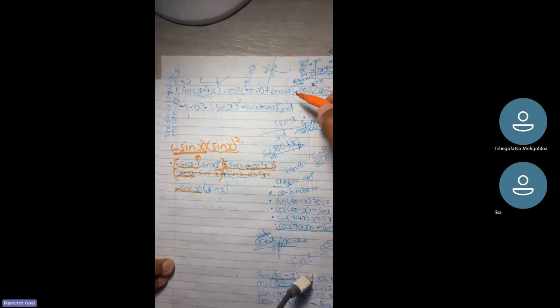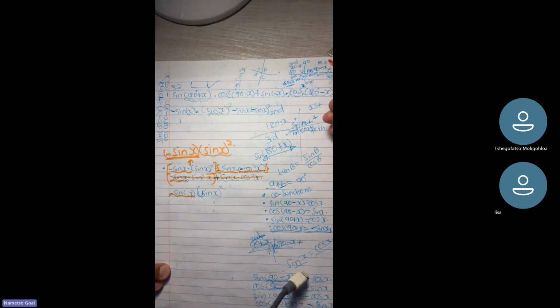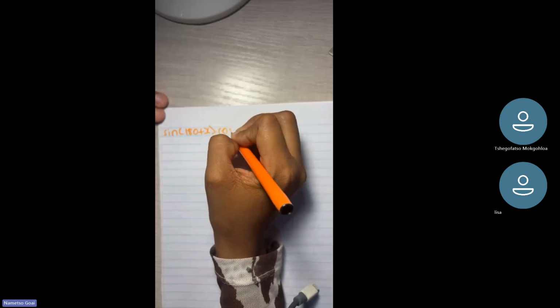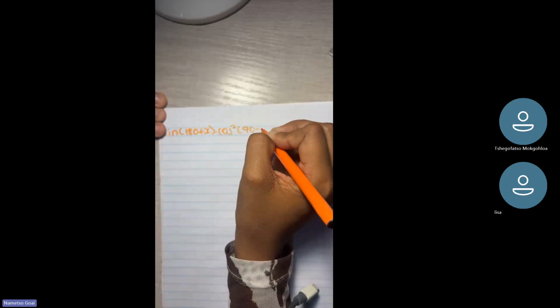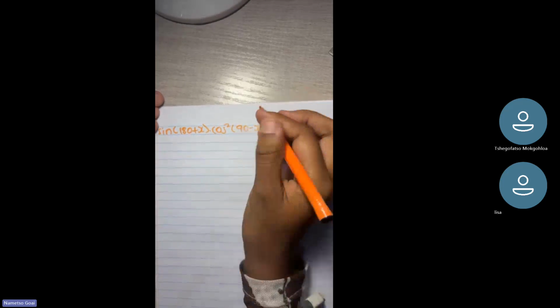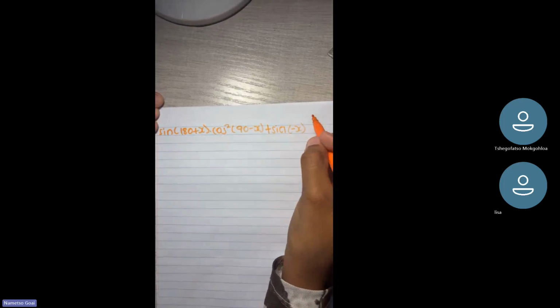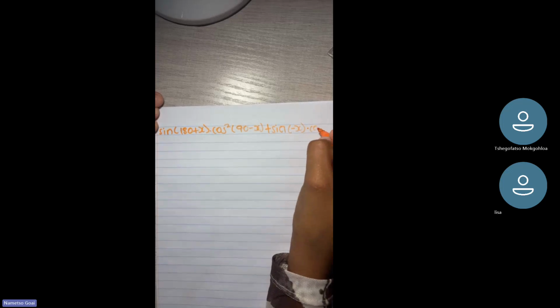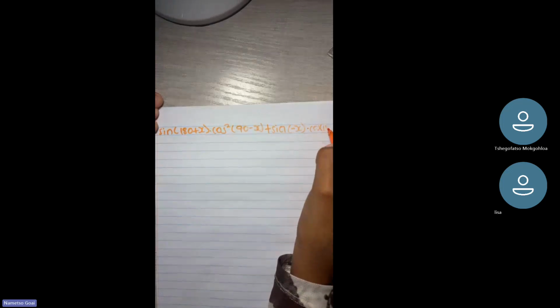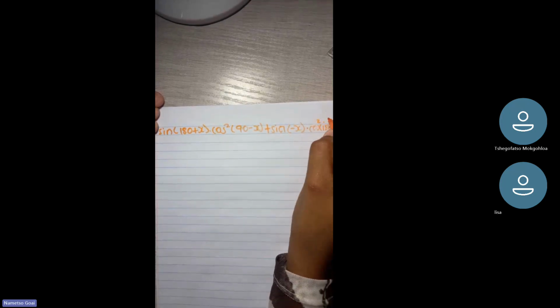Okay, wait. Let me try rewriting the question. So we have sine 180. We're going to run through the first part because we already understand the first part, right? Cos squared 90 minus x, plus sine negative x multiplied by cos 180 minus x squared. Okay, fine.